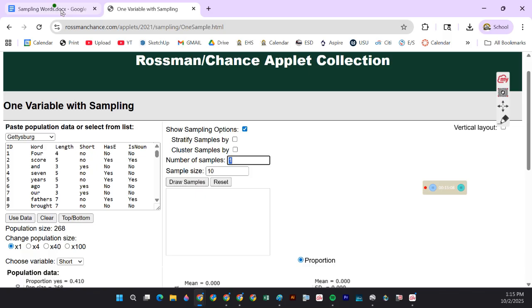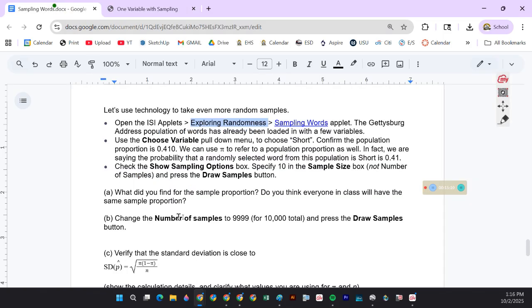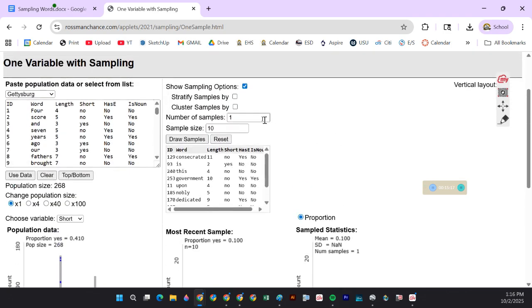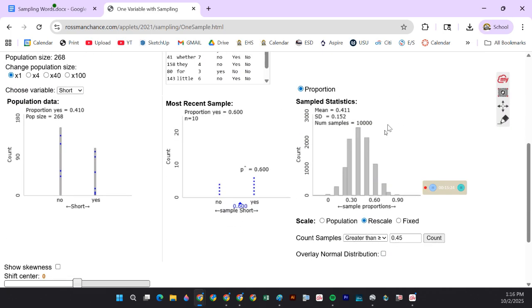How many samples do we want to take? Oh, so we can take one sample. So there's one sample. And then we want to take 9,999 more. Draw samples. Okay. What is the name of this curve? Not the shape. What's its name? Not the shape. The sampling distribution.